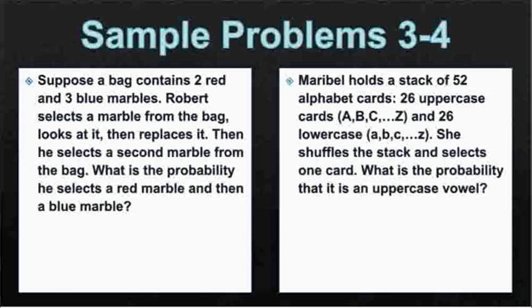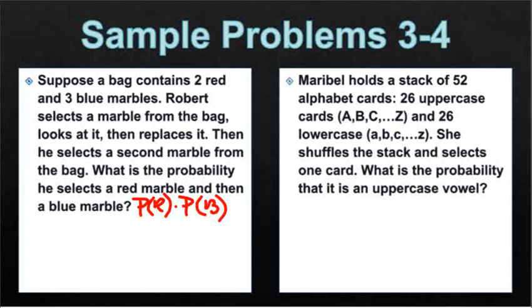Next one, suppose the bag contains 3 red and 3 blue marbles. Robert selects a marble from the bag and looks at it and then replaces it. Then he selects a second marble from the bag. What is the probability that he selects a red marble and then a blue marble? So we're trying to find the probability of getting a red times the probability of getting a blue.